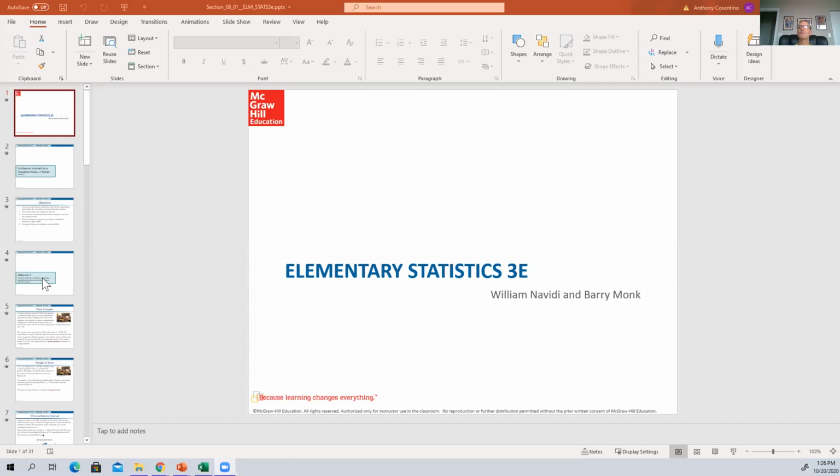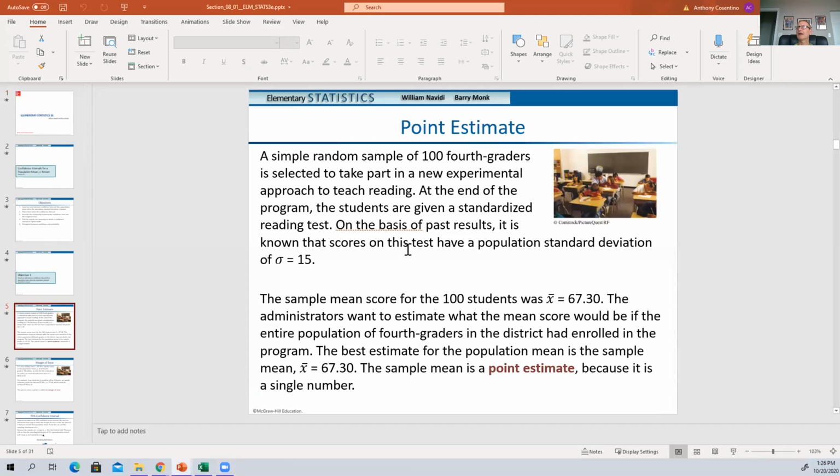Hello, class. This recorded lecture for section 8.1 deals with the introduction of what we call confidence intervals in statistics. So let's just jump right into it with some definitions here. The idea here is that we're going to take a sample, typically a random sample, right?